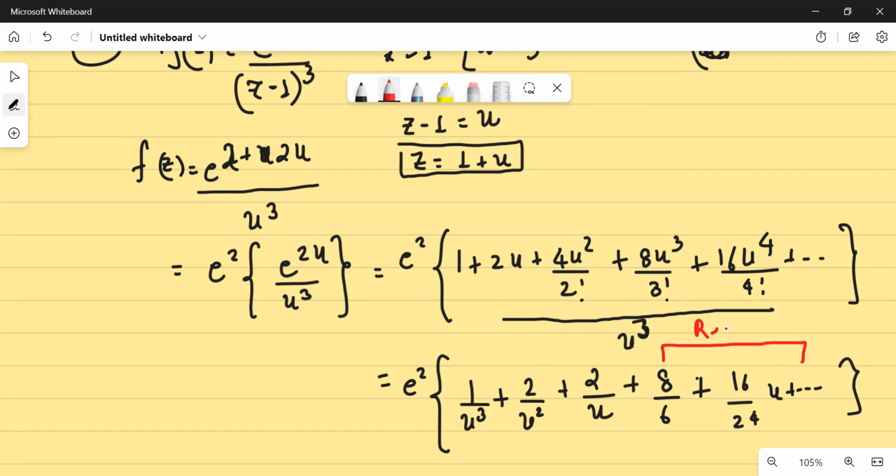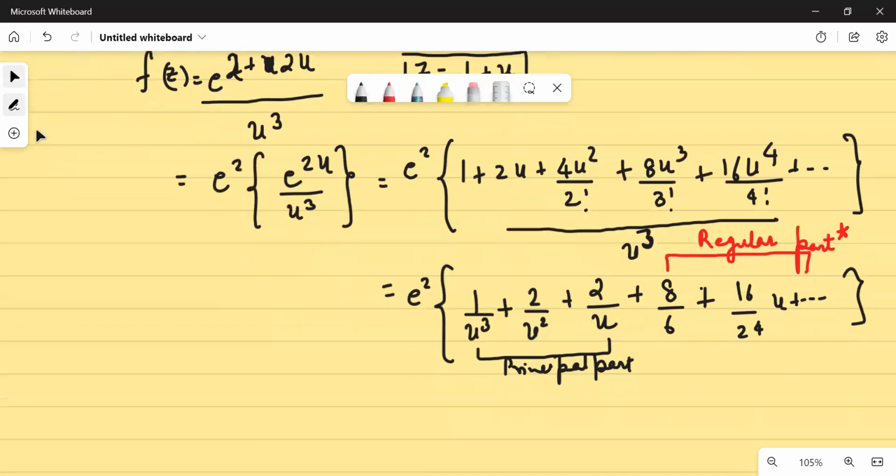This is your regular part. And what is this? These terms are your singular part, isn't it? Or your principal part. अब मुझे इसको देख के बताओ, what is the pole? Is it a pole? u equal to 0 is a pole.